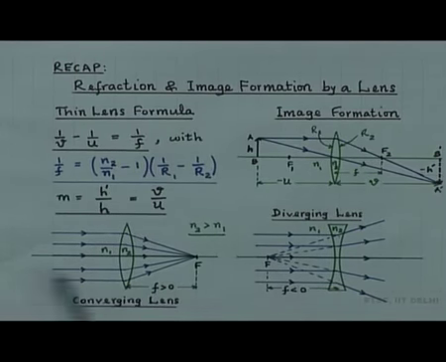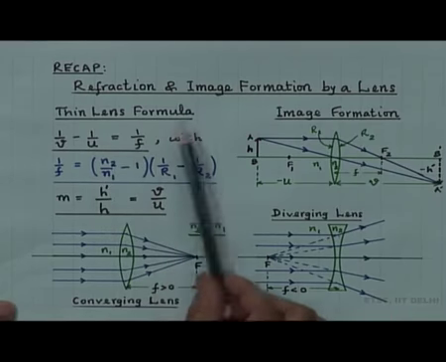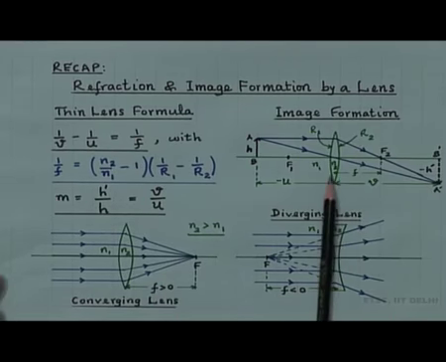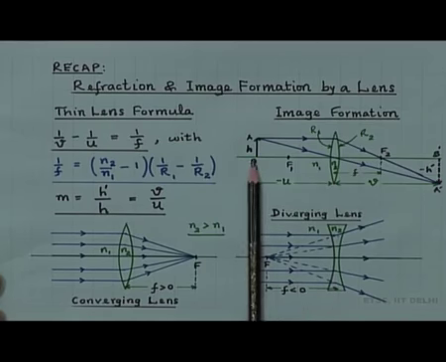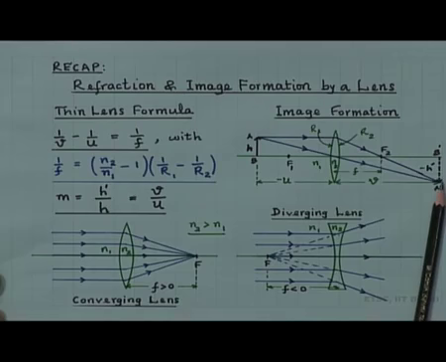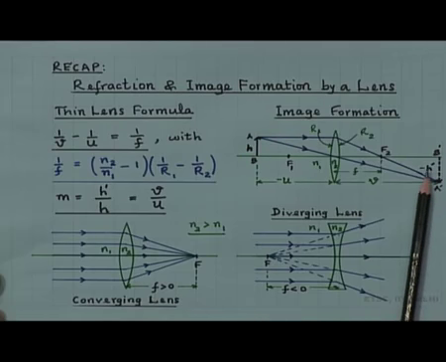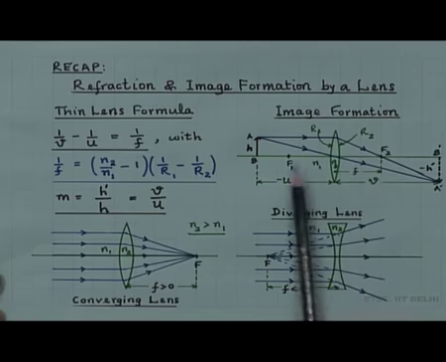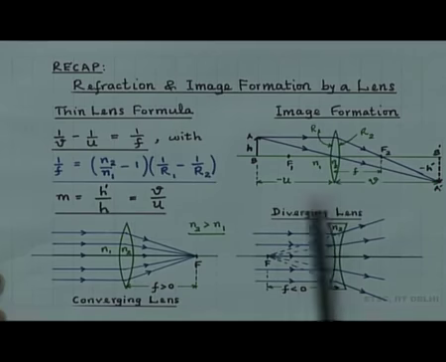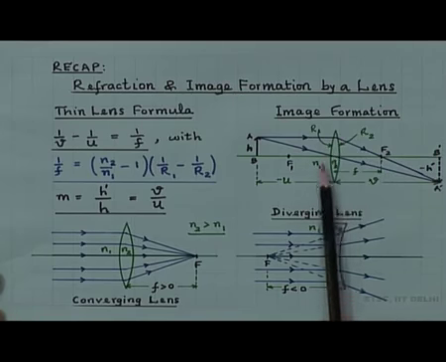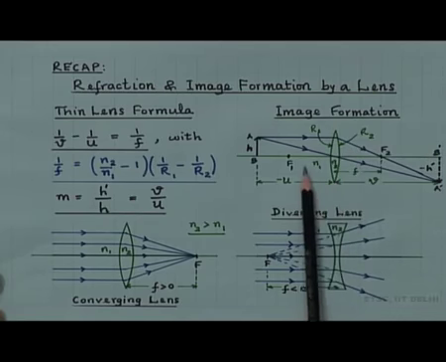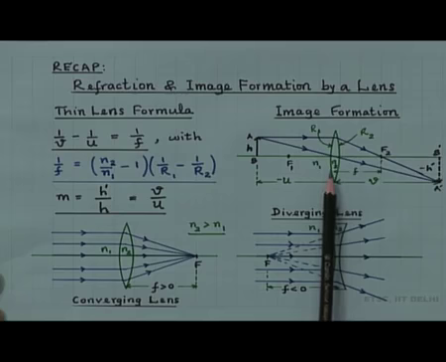So, this is the summary of what we have studied. We have derived the thin lens formula. There is a lens here, a biconvex lens, an object of height h forming an image of height h dash. F1 and F2 are the principal foci of this lens. U is the object distance, V is the image distance, and F is the focal length. R1 is the radius of curvature of the first surface, R2 is the radius of curvature of the second surface, n1 is the refractive index outside the lens, and n2 is the refractive index of the material of the lens.